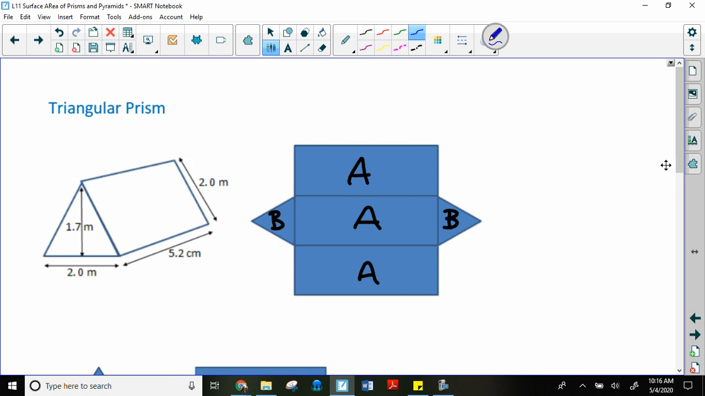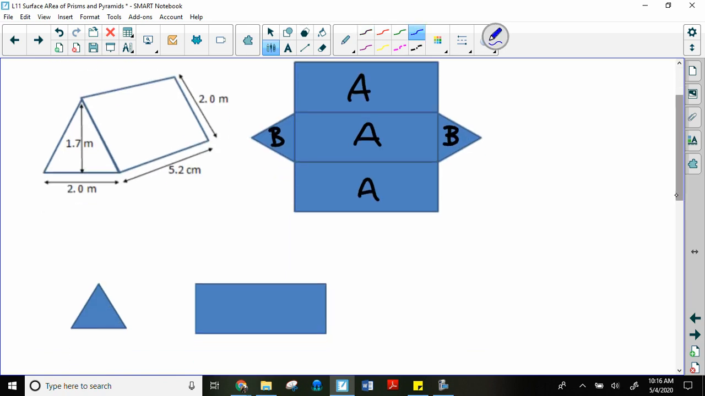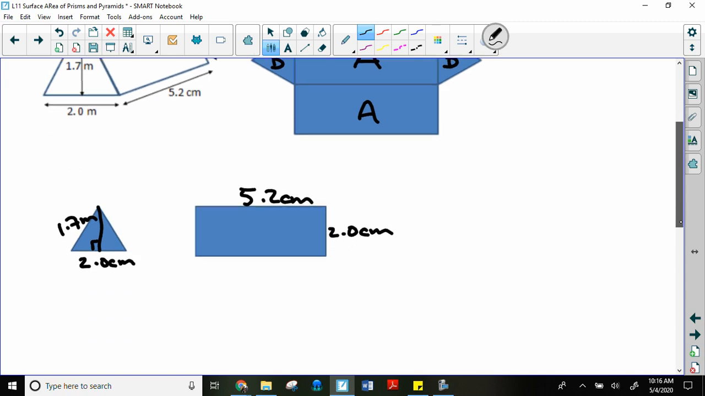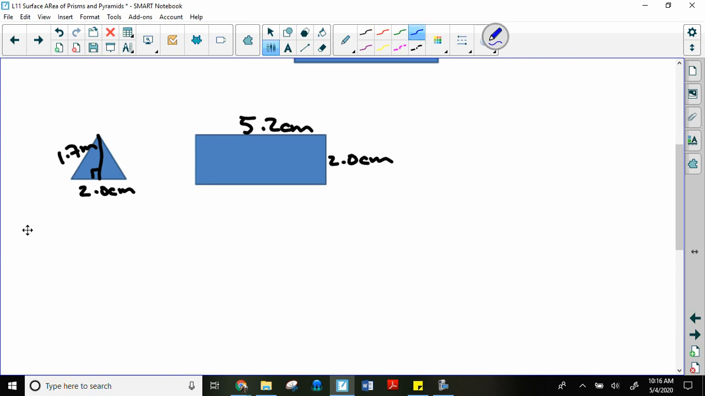So then we label what we know. We know that the height here, I'll do it in black. Oops, the height is 1.7 centimeters, because if we're doing area of a triangle, we need the height and we need the base. And your base is 2.0 centimeters. And then with this rectangle, we've got a length of 5.2 centimeters and a width of 2.0 centimeters.